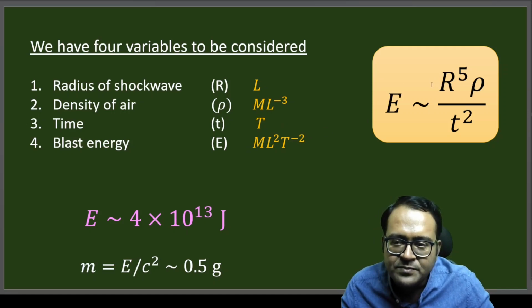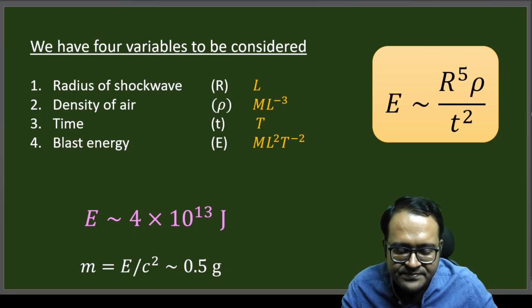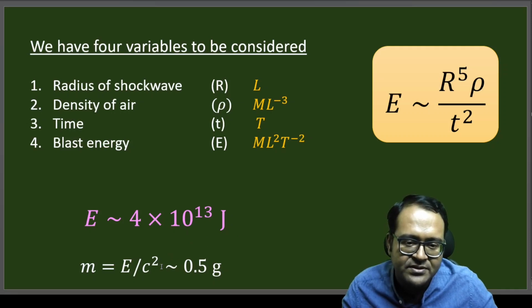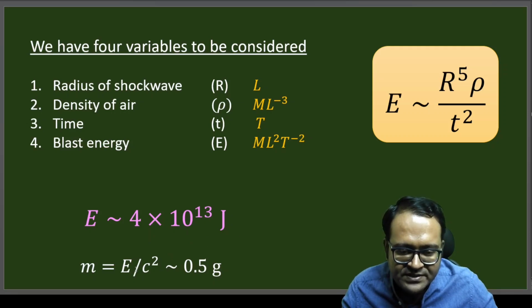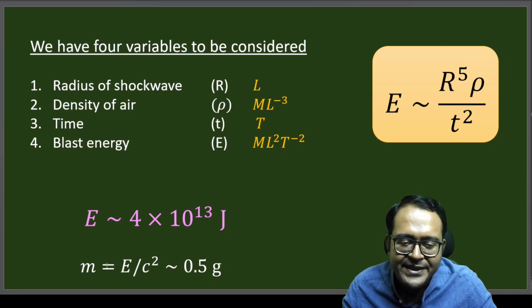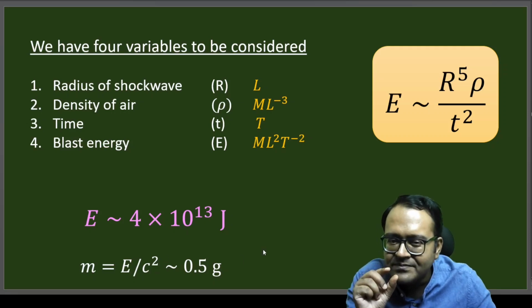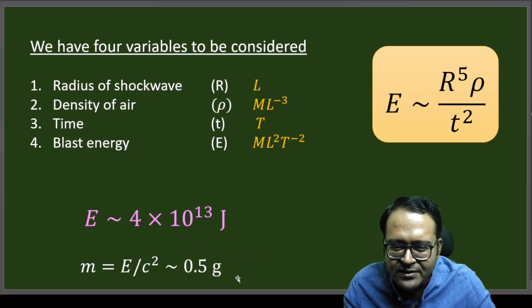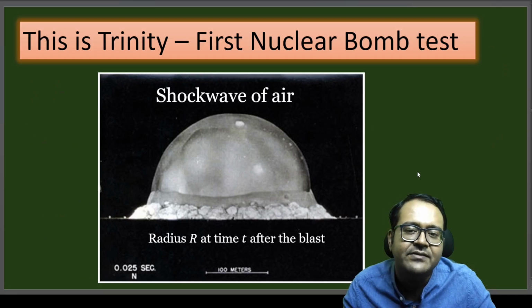And if you take this constant to be 1 for the time being, then you estimate your energy to be approximately 4 into 10 to the power 13 joule. And the mass which was converted to produce this amount of energy is just E by c square. E is mc square, Einstein. So here you got your mass is 0.5 gram. This is very close to real data. Just 0.5 gram of uranium was converted into energy in this first Trinity blast.